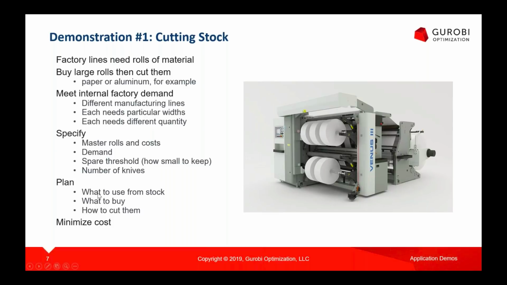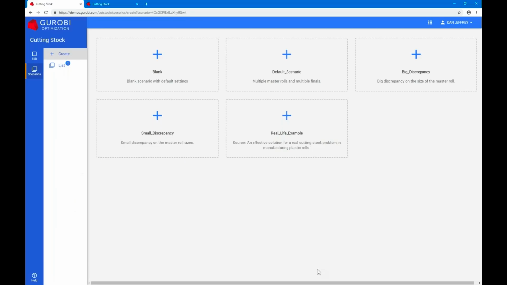So we're trying to plan how to use our current inventory of master rolls, what we need to buy in terms of new master rolls, and how to cut them. And we're doing all of this with the idea to minimize our costs. So let's see the demo instead of talking about it. Here we go.